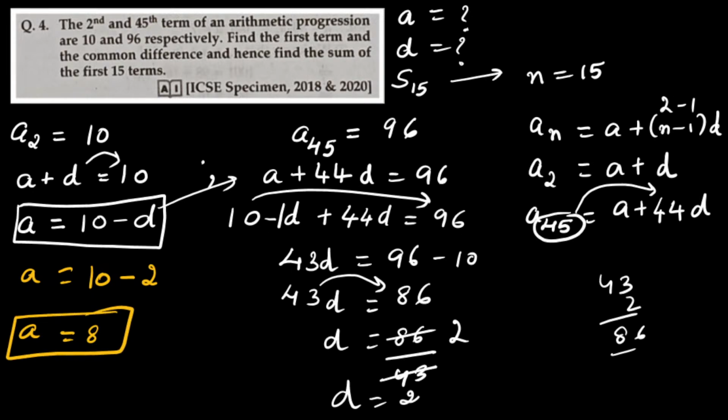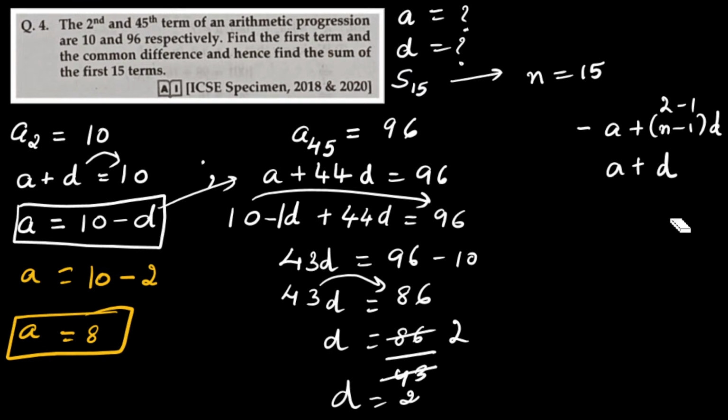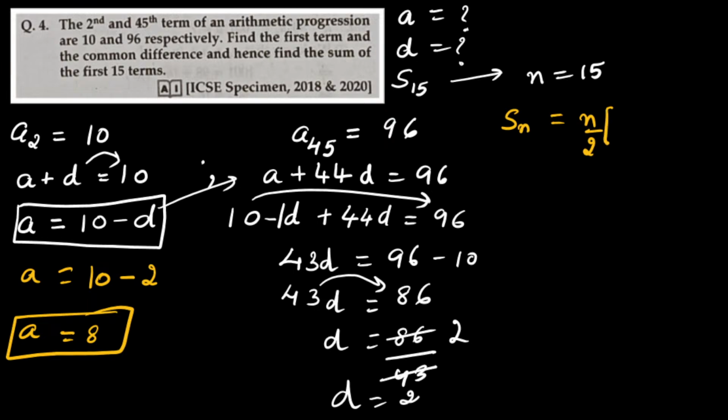So Jayashri, Navya, Nikita and Avani have given the answers: a is equal to 8, d is equal to 2. Now we have to find the sum of 15 terms, S15. This we do using the Sn formula. Sn is equal to n by 2 into 2a plus n minus 1 into d. Here n's value is 15, so I'm just going to substitute.